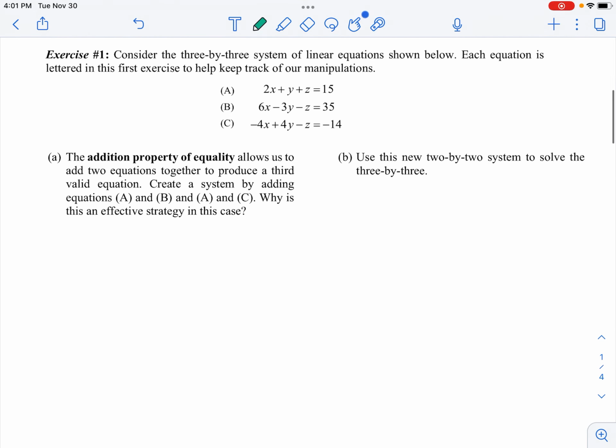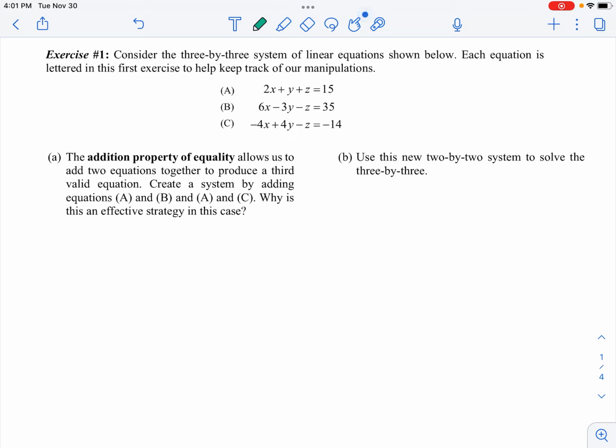In this first example, I have the equations lettered just to help you keep track. It's very important to stay organized in your work because one little mistake can throw off the whole problem, and with the amount of calculations we're going to be doing, it will be helpful to stay as organized as possible.